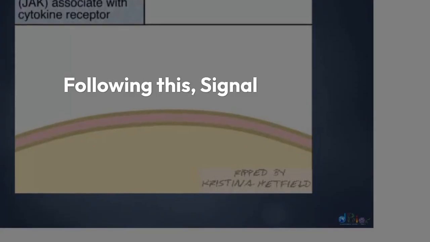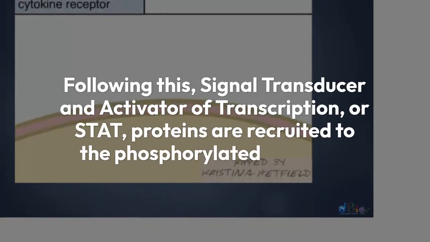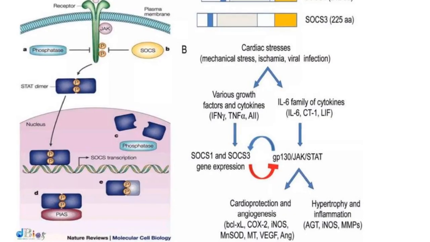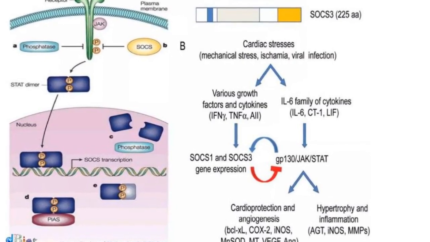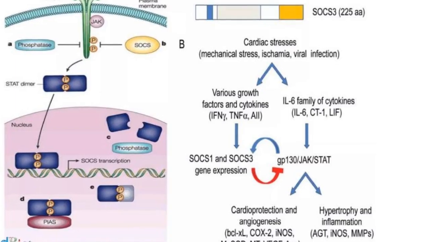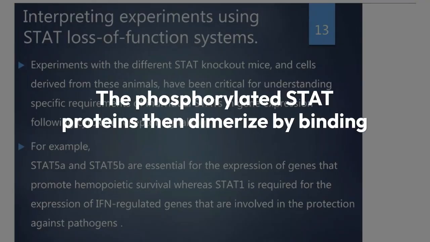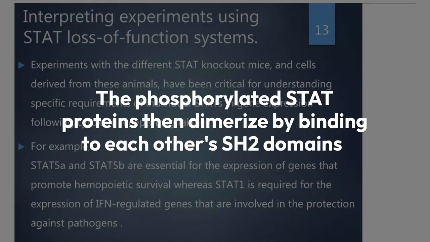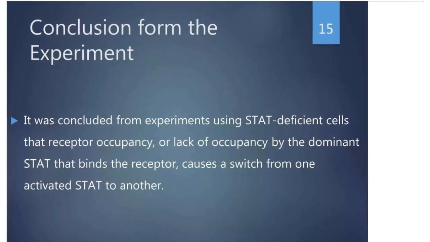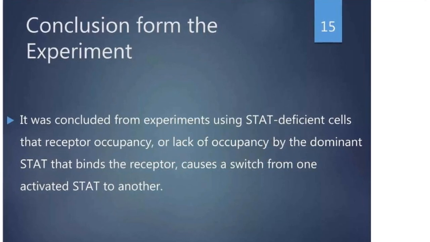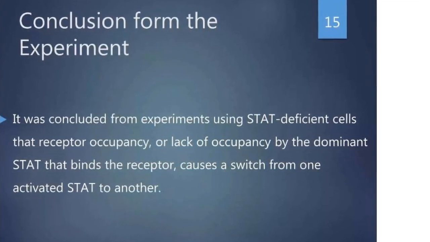Following this, signal transducer and activator of transcription, or STAT, proteins are recruited to the phosphorylated receptor. The JAKs then phosphorylate these STAT proteins on a specific tyrosine residue, preparing them for the next crucial step in the pathway. The phosphorylated STAT proteins then dimerize by binding to each other's SH2 domains, a region that recognizes phosphorylated tyrosine. This dimerization is essential for their function as transcription factors, enabling them to carry the signal forward.